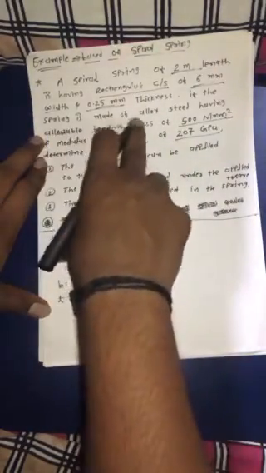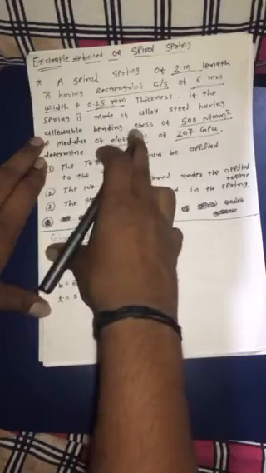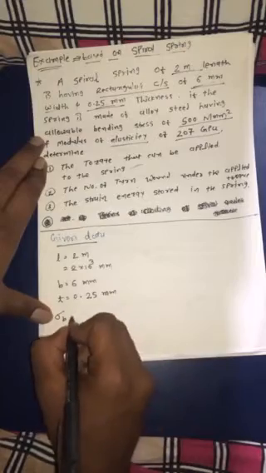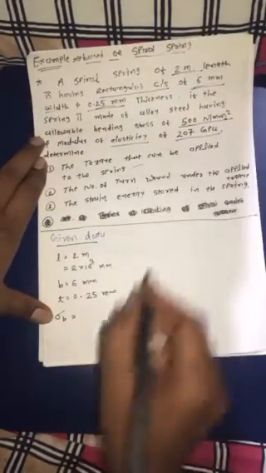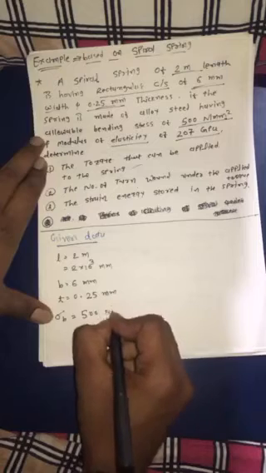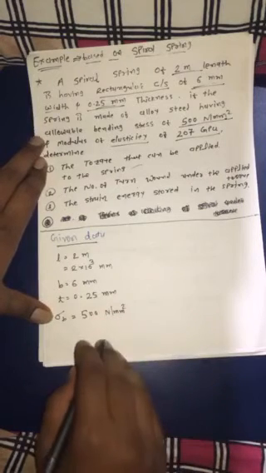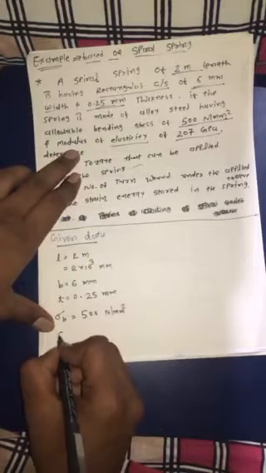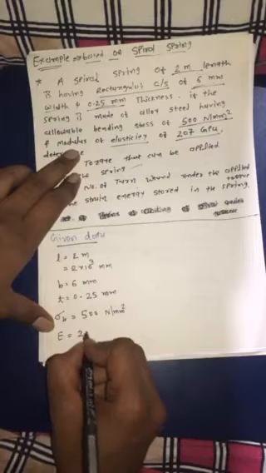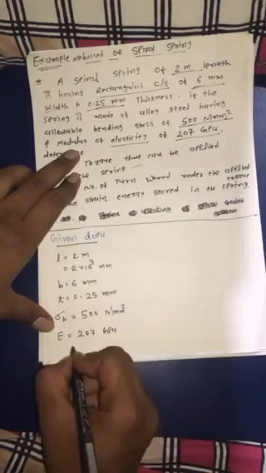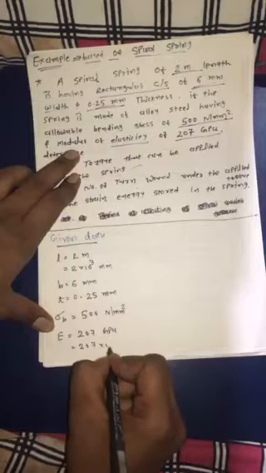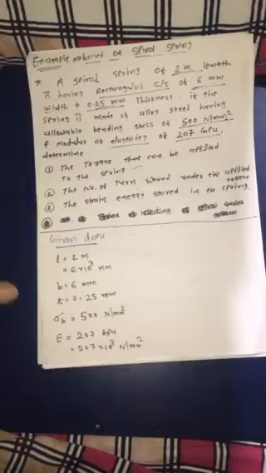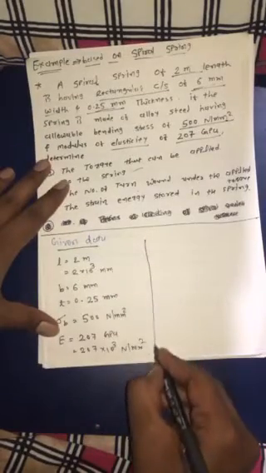If the spring is made of alloy steel having the allowable bending stress, the allowable bending stress is equal to 500 Newton per mm square. And the modulus of elasticity, that means E, is equal to 207 gigapascal, which is equal to 207 into 10 raised to 3 Newton per mm square. Okay, now we start the example.